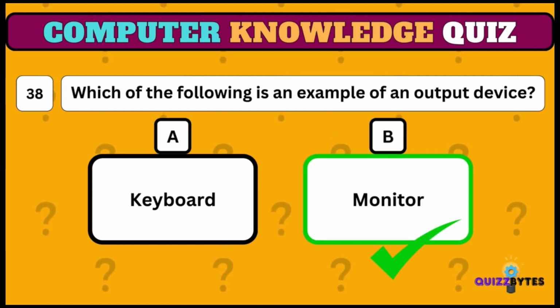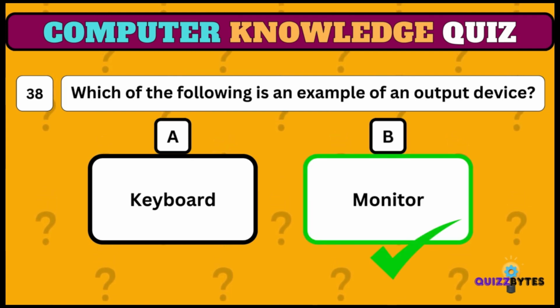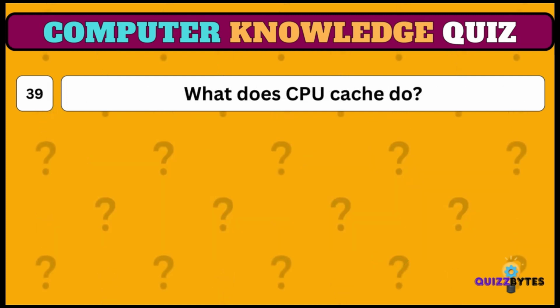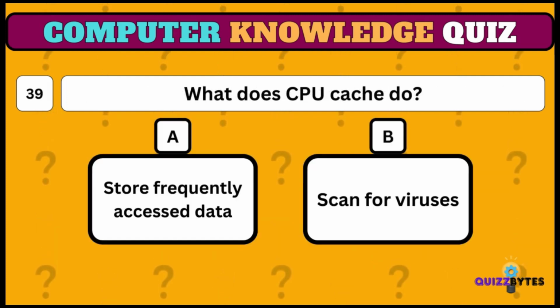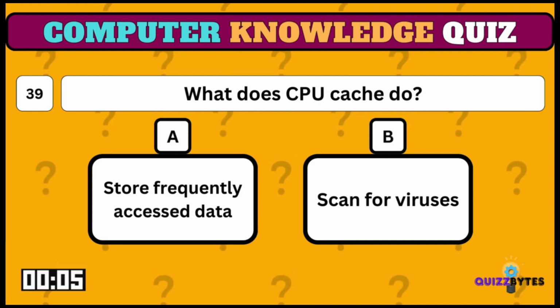Absolutely right. A monitor displays digital content vividly. Now, let's unlock the secrets of digital speed with question 39. What does CPU cache do? A. Store frequently accessed data or B. Scan for viruses?